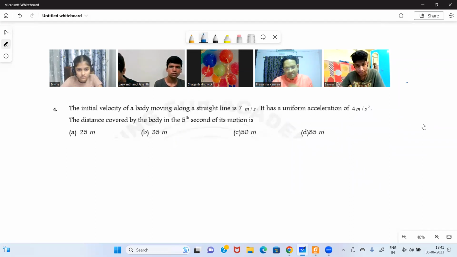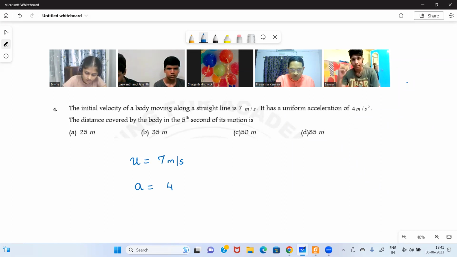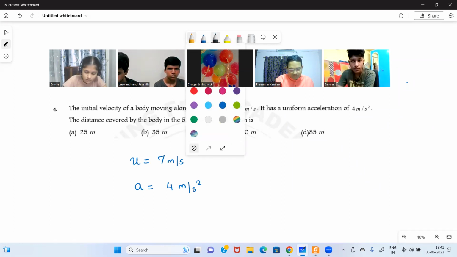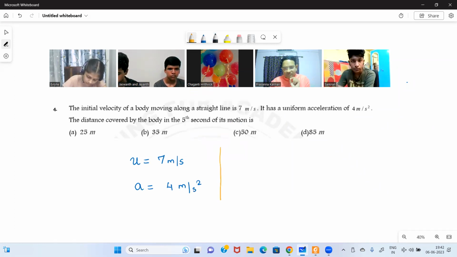These are straightforward questions. The initial velocity of a body moving along a straight line is 7 meters per second. It has a uniform acceleration of 4 meters per second squared. What is the distance covered by the body in the 5th second of its motion? Of course, the sum will be very simple only if you apply the 4th equation which I have given you. If not, it will take a long time.